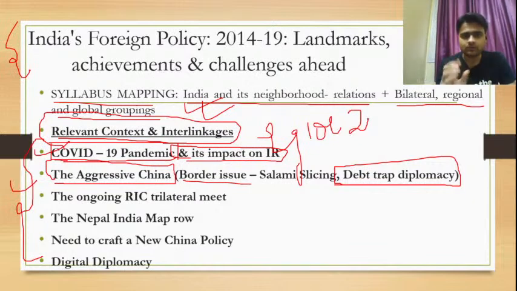Pre-COVID, post-COVID, how diplomacy is changing, or how do you think it will change? That is more important. Okay, tell me in the comment section.